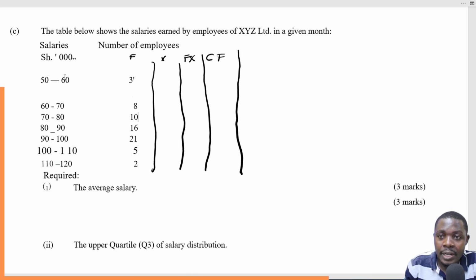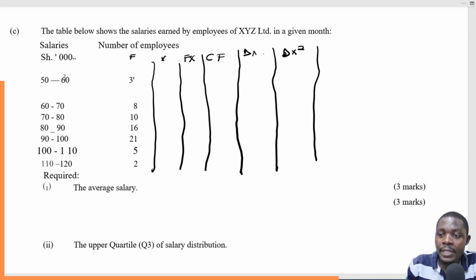Then I saw they are asking for the standard deviation, meaning we have to get the deviation from the mean. I'll put here dx after calculating the deviation from mean. Then we have the x squared. We shall square this one to get this x squared. Then finally we can calculate the frequency multiplied by the deviation from mean squared.